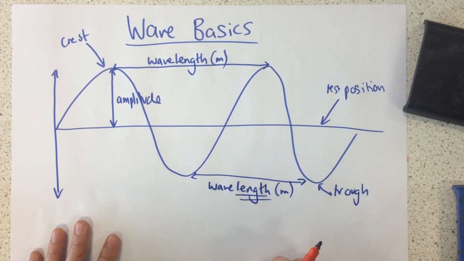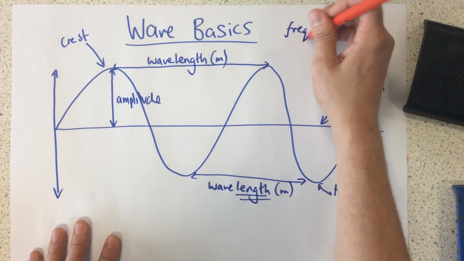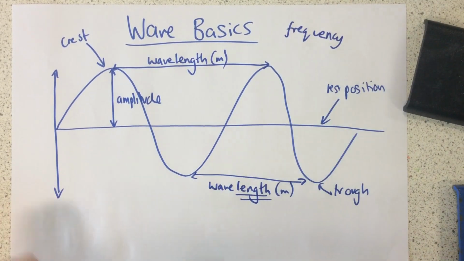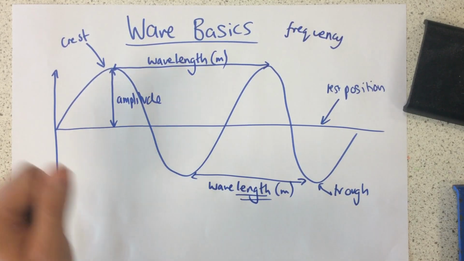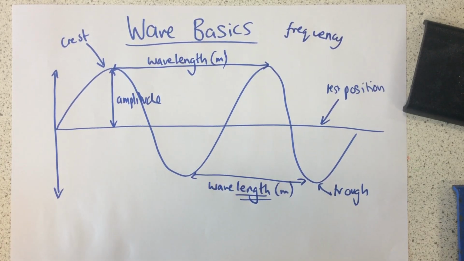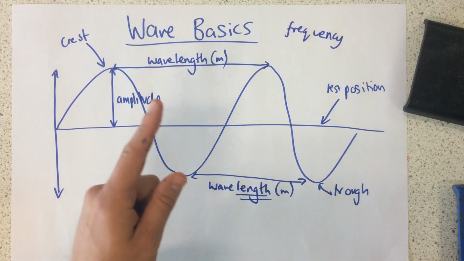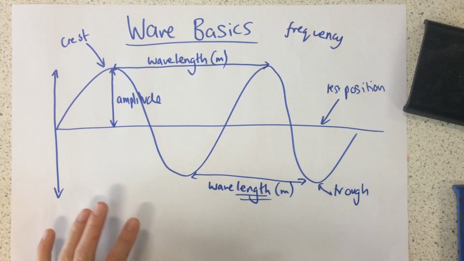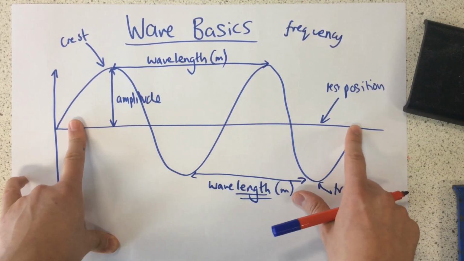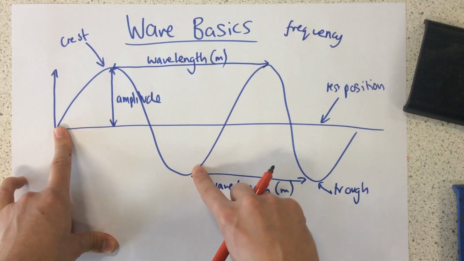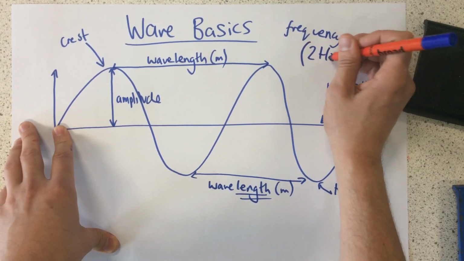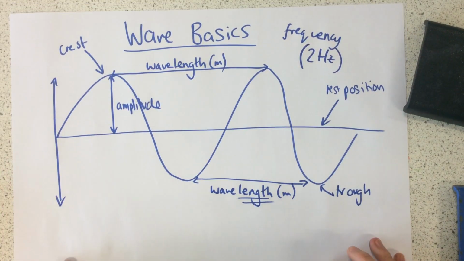Now what we also need to know is something called frequency. So the frequency is basically how many waves pass a point in 1 second. So if one wave passes a point in 1 second, it has a frequency of 1 hertz. If 20 waves pass a point in 1 second, it would have a frequency of 20 hertz. Now let's say this is how many waves passed in 1 second. Because there's 1, 2 waves, we'd say this wave had a frequency of 2 hertz. So that's what frequency means.